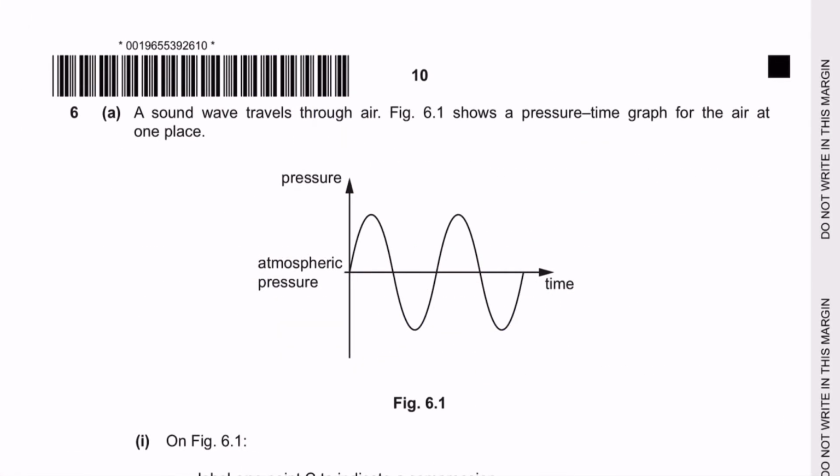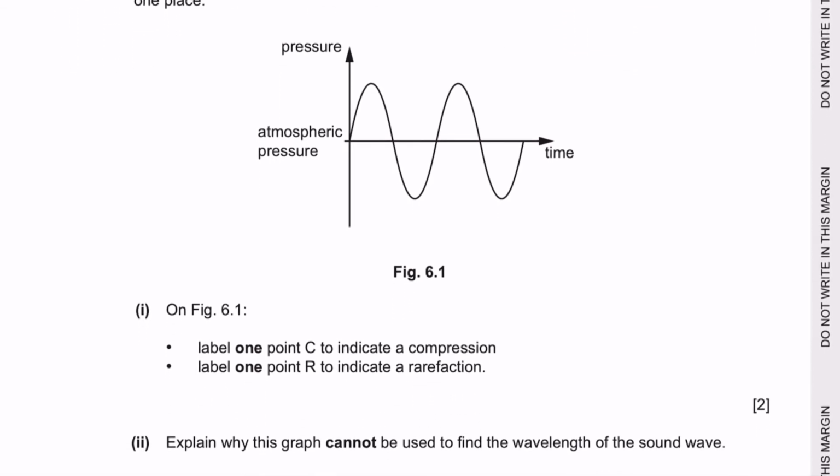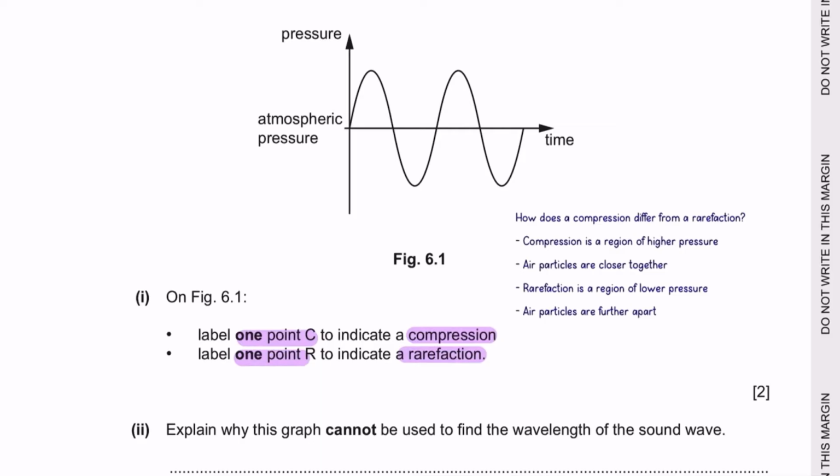Next, question 6. A sound wave travels through the air. Figure 6.1 shows a pressure time graph for the air at one place. Alright, part 1. Label one point C to indicate a compression and one point R to indicate a rarefaction. Now remember that compression is a region of higher pressure. So we are going to label point C over here, which is the highest point of the wave, and rarefaction is the region of lower pressure. So we are going to label R here at the lowest point of the wave.